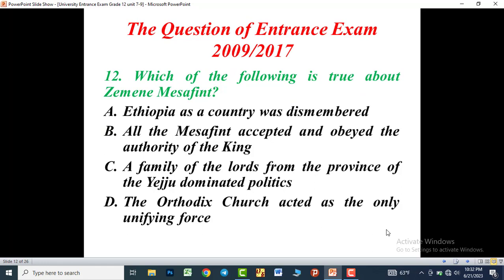Question number 12. Which of the following is true about Zemene Mesafint? A. Ethiopia as a country was dismembered. B. All Mesafint accepted and obeyed the authority of the king. C. Families of lords from the provinces dominated the politics of the Yejju dynasty. D. The Orthodox Church acted as the only unifying force.